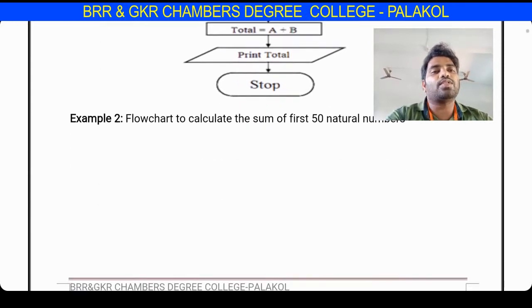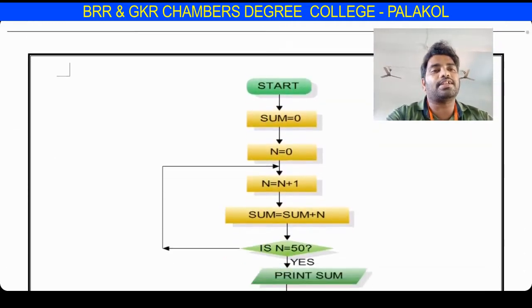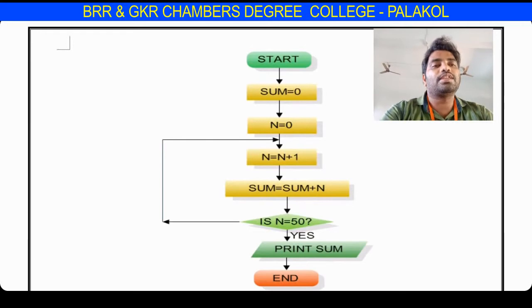Okay, next one, the flowchart for the sum of the first 50 natural numbers, using a repetition statement. Suppose sum is equal to 0, n is equal to 0, n is equal to n plus 1. Then sum is equal to sum plus n. This is the flowchart. Suppose n is equal to 0, n is equal to 0 plus 1, so n is equal to 1. Sum is equal to sum plus n, 0 plus 1, so sum is equal to 1, and this continues until n is equal to 50. That is the representation of the process.